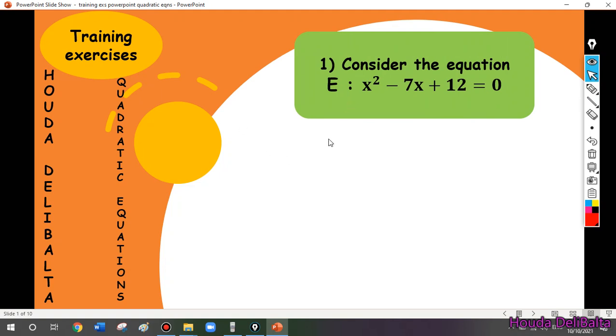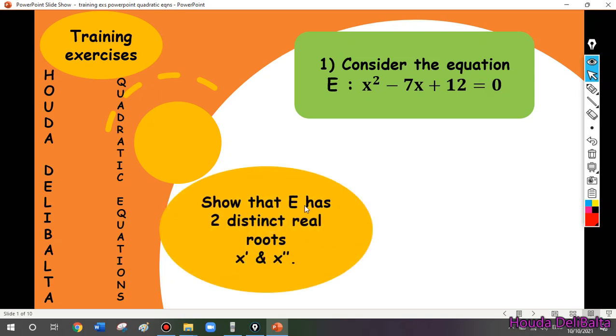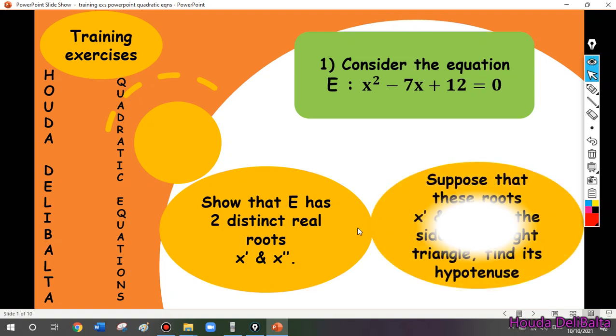Okay, so let's get started with the first training exercise. We are going to use quadratic equations in these exercises in order to talk about higher level ideas and to solve higher level questions. Consider this equation: x squared minus 7x plus 12 equals 0. The first question is to show that it has two distinct real roots, x prime and x double prime. For the second part, we suppose that these roots are the sides of a right triangle, and we have to find its hypotenuse.